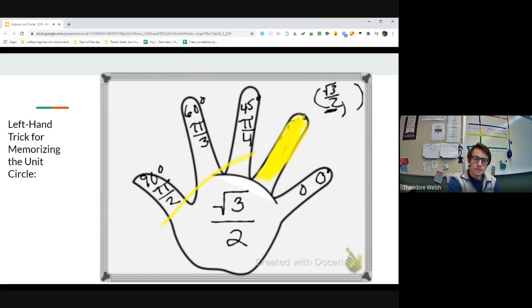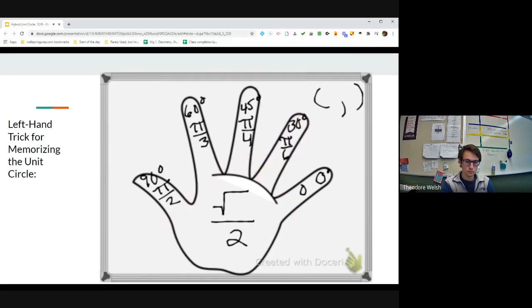And the right-hand side is going to be how many fingers I have over there, which is 1. So then I'm going to put the square root of 1 divided by 2. And of course, the square root of 1 is 1. So that really is just 1/2. Boom. That's the answer for 30 degrees.